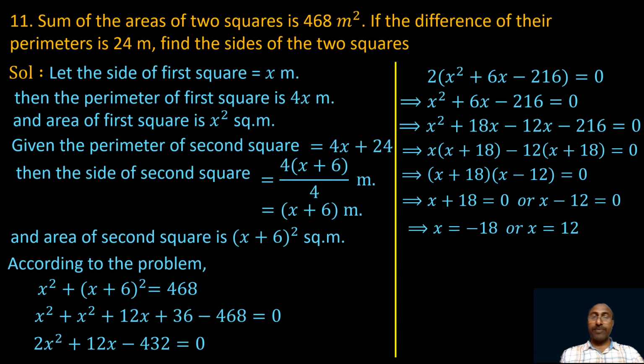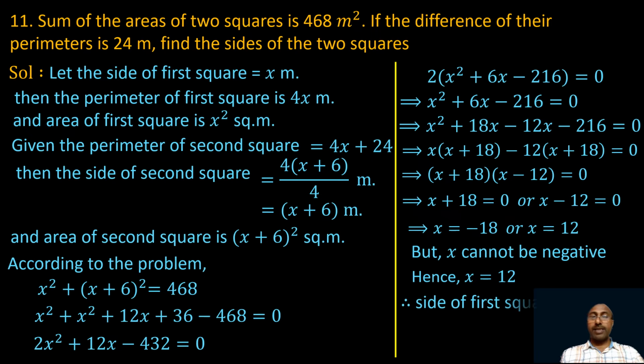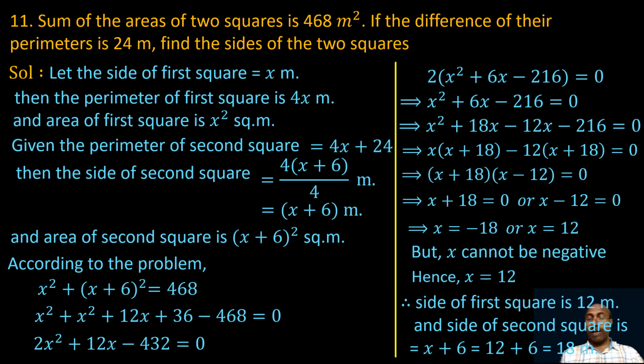But here x is the side of the first square, so the side of the first square cannot be negative, so x cannot be negative, hence the value of x is equal to 12. So the side of the first square is 12 meters, and the side of the second square, which is 6 meters more than the first square, is 12 plus 6, which is 18 meters. Okay, that is the solution of the problem.